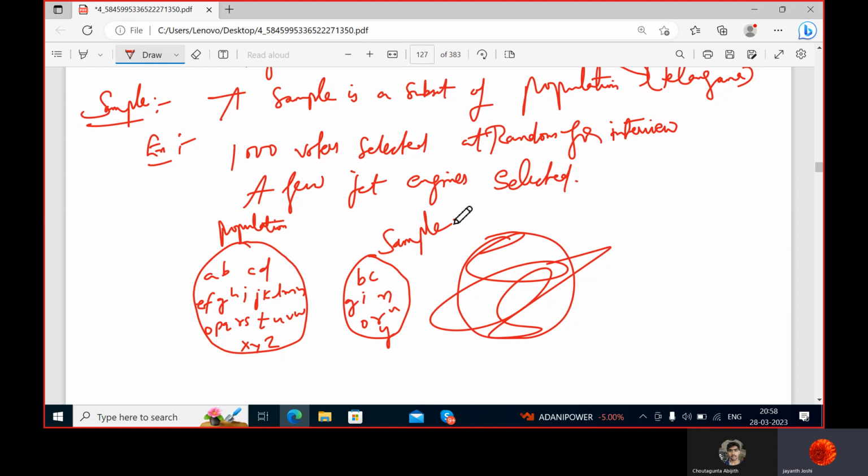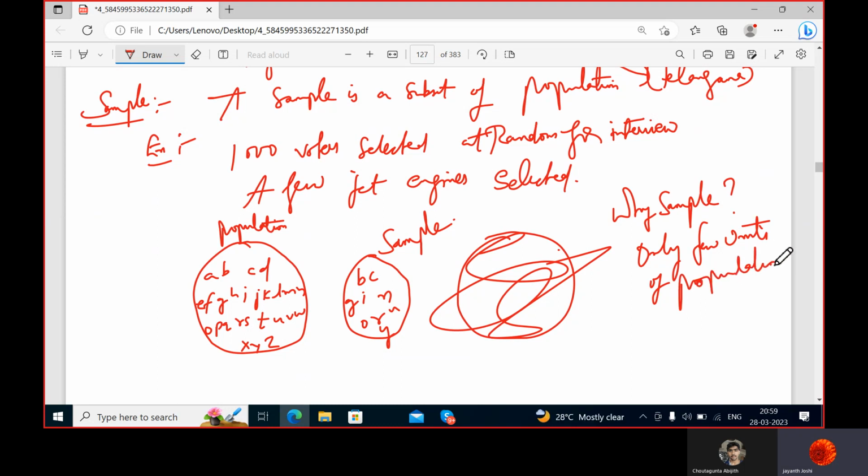Why sample? We will not study the entire population. It's not easy to study the entire population. We will study only a few units of population. So the question comes, why sample? Only a few units of the population are studied. Fine. So it is less time consuming as well.